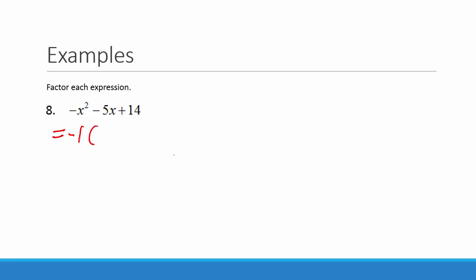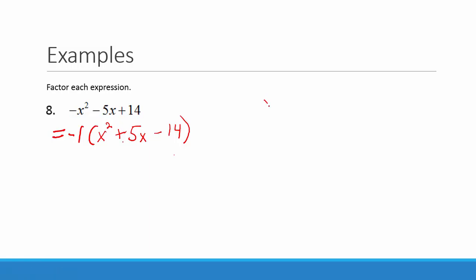And what we ask ourselves is, what should we write here so that when we multiply by negative 1, we get negative x squared? That would be positive x squared. What do we multiply times negative 1 to get negative 5x? Well, that would be positive 5x. What can we multiply times negative 1 to get positive 14? Well, that would be negative 14. Notice that when we factor out a negative 1, each of the terms inside the parentheses will have the opposite sign of the original expression.